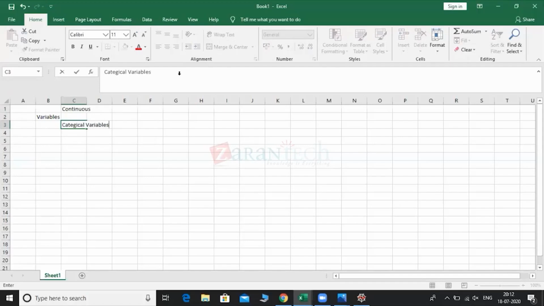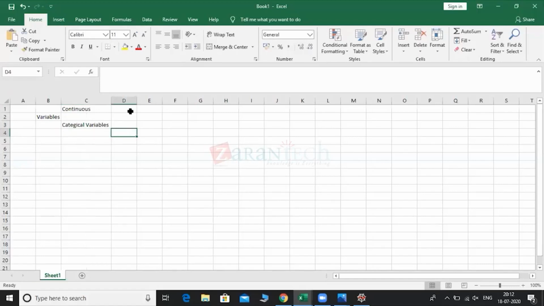So continuous variables are any numeric kind of numbers which can take any values, right? For example, height, weight, income, or the price of some cars, right? So these things can take any numbers. It can be of any kind.